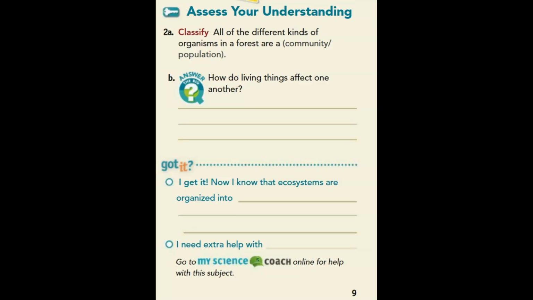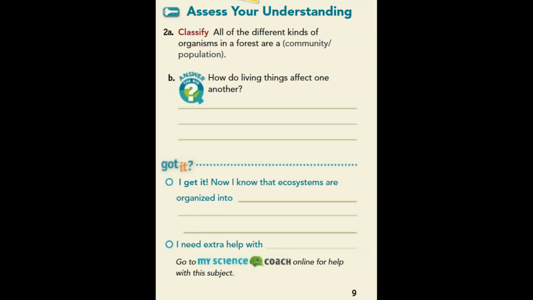Assess your understanding. 2A. Classify. All of the different kinds of organisms in a forest are a community or a population. Well, we know that a population is all the members of one species that live in an area, but this one wants all different kinds of organisms in the forest. So that would be a community. It's all the different types of populations living together, sometimes in harmony, sometimes not. That is a community.